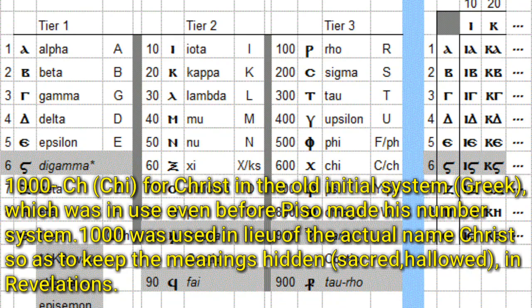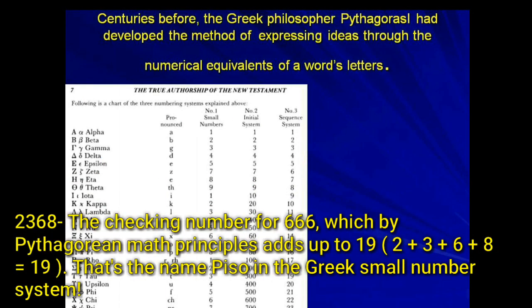1000, chi, for Christ in the old initial system Greek, which was in use even before Piso made his number system. 1000 was used in lieu of the actual name Christ so as to keep the meanings hidden, sacred, hallowed, in Revelation. 2368 is the checking number for 666, which by Pythagorean math principles adds up to 19: 2 plus 3 plus 6 plus 8 equals 19. That's the name Piso in the Greek small number system.